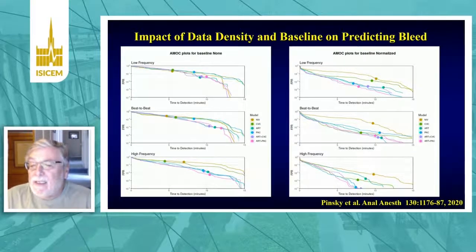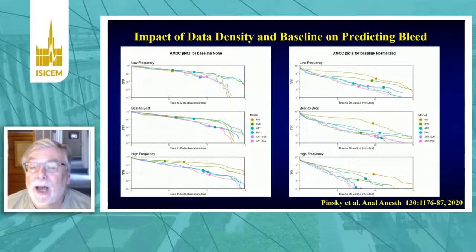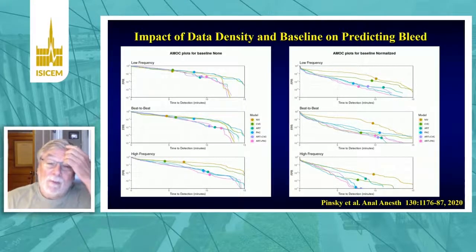So we formally tested this in a paper recently published in Anesthesia and Analgesia. And if we go to low frequency, what we're looking at is the relationship between the false positive rate in log scale and time to detection of bleeding in minutes. And what we have on the different graphs are non-invasive monitoring, CVC, arterial pressure, pulmonary artery pressure plus CVC, or arterial pressure plus a VA catheter. And as you can see, if you don't have a baseline value for your subject, and you simply look at them at any time, none of the systems can identify bleeding very well until you're well past 10 minutes in a low frequency.